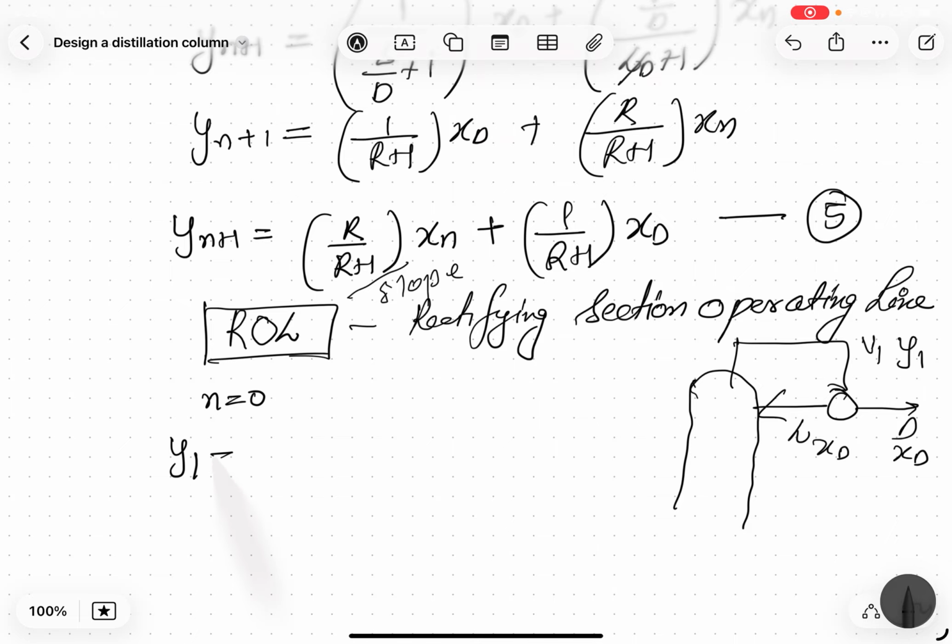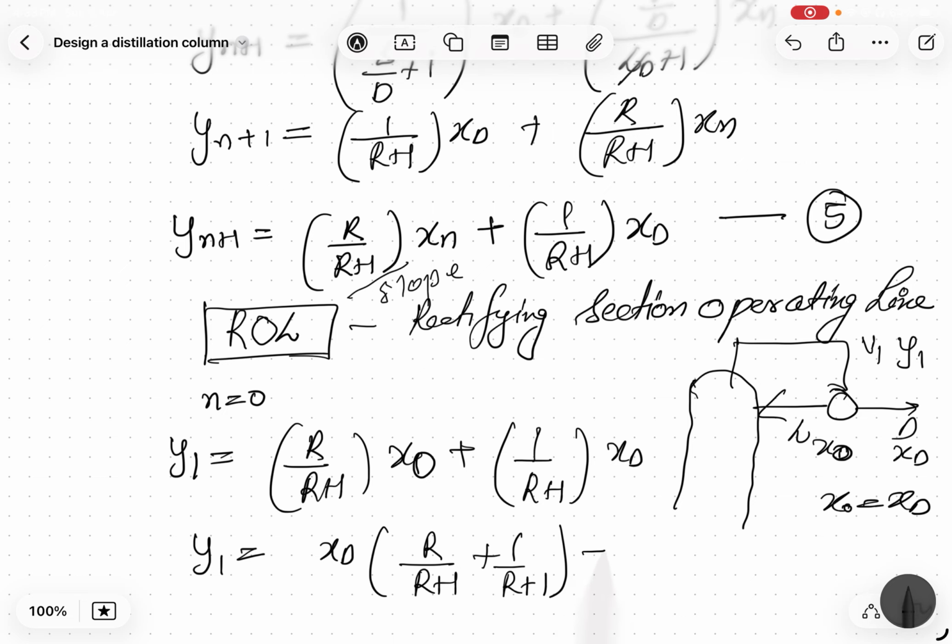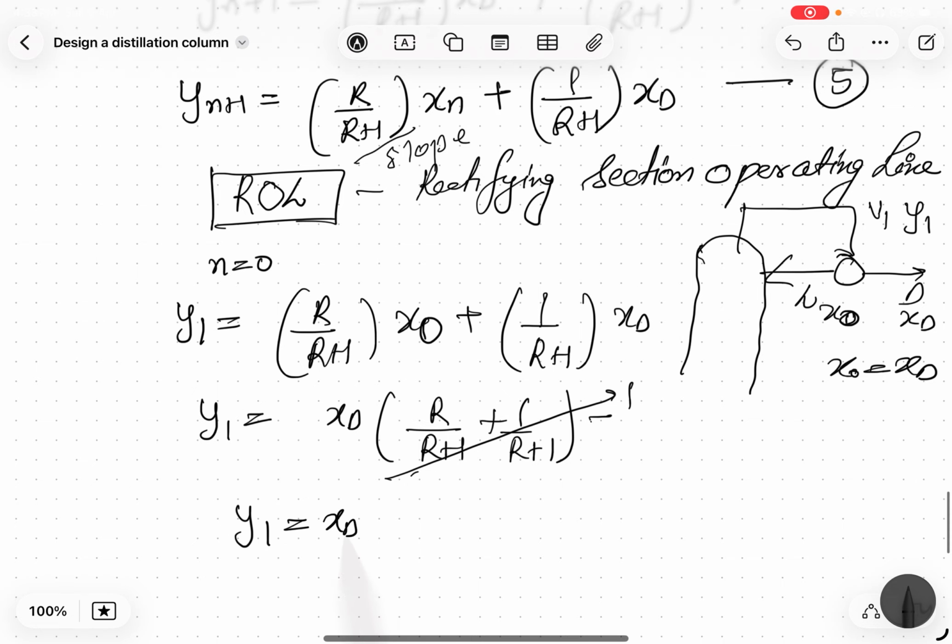So you will put y1 equal to R upon R plus 1 x1 plus 1 upon R plus 1 xD, sorry, and x0. But we know x0 is equal to xD because it is coming out of the same condensed state, and it is just the same liquid or the same amount of mixture divided into two parts. So in that case the mole fraction is going to be the same because we are just dividing the mass flow rate. We are not going to do anything with the equilibrium of the mixture. So x0 equals xD. By this logic it becomes xD times R upon R plus 1 plus 1 upon R plus 1, and this will become 1, and y1 equals xD.